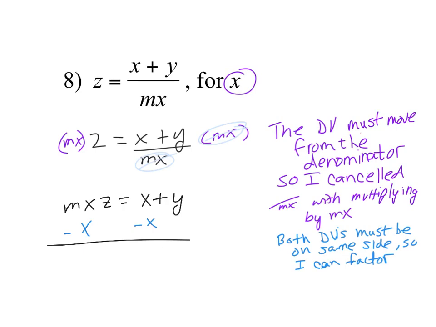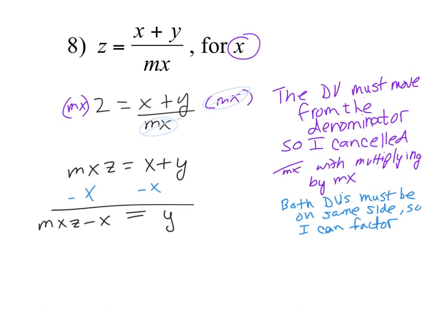So on the right-hand side, we've got a y. Remember that this is wrong. It's not just an m and a z because you can't subtract that x. You're going to have to leave it as a separate subtraction problem here. So mxz minus x is equal to y. And then we need to factor out the designated variable. So the designated variable is that x, so we're going to factor that x out.